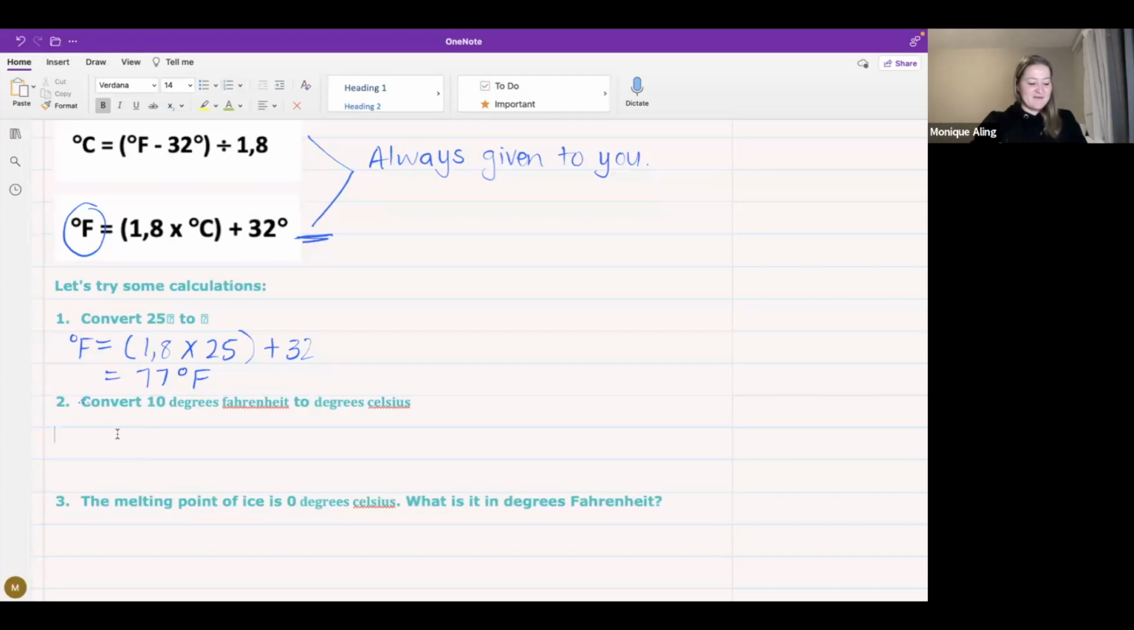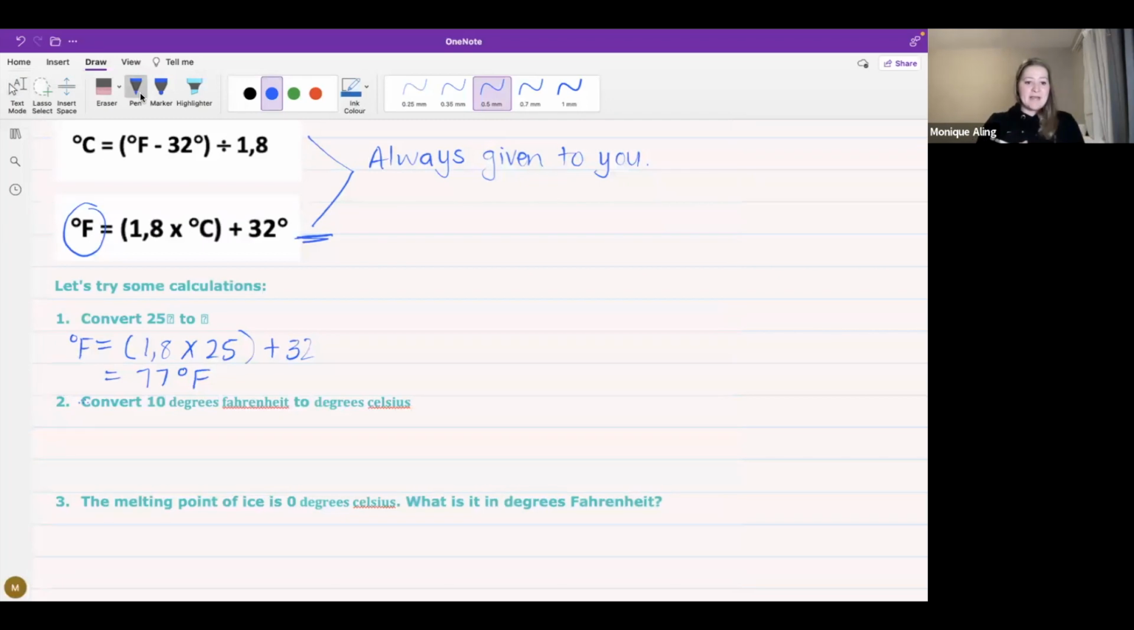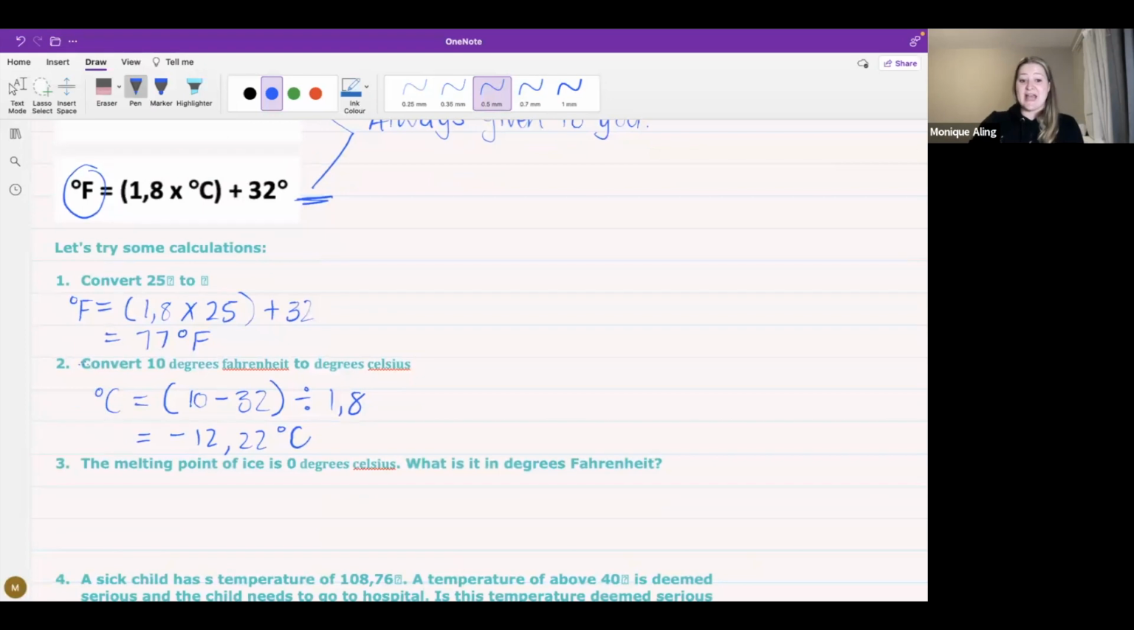Okay, so looking at the first one. We're going from degrees Fahrenheit to degrees Celsius, so we are using the top formula. Okay, so it is 10 minus 32 divided by 1.8, and we get an answer of minus 12.22 degrees Celsius. So don't forget 2 decimal places. And if you get a negative number with temperature, that's also okay. It just means it's really cold.